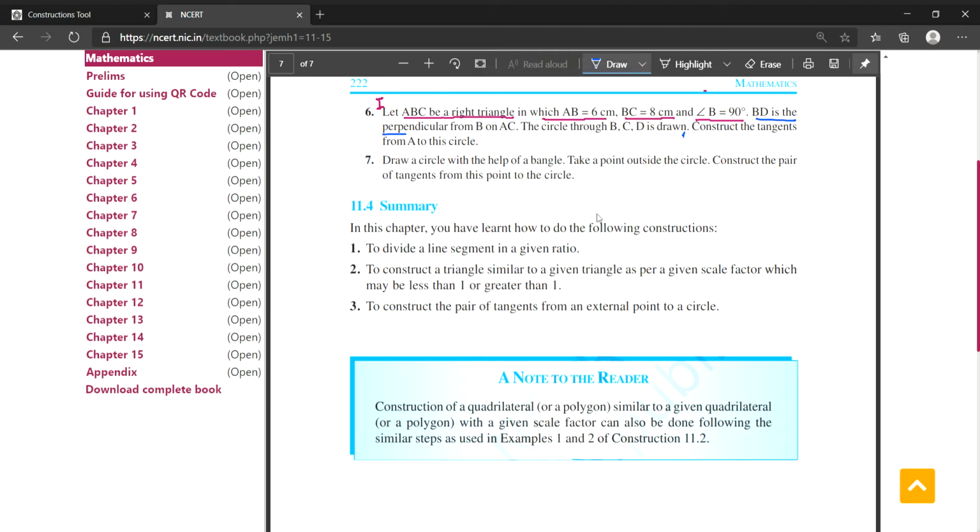BD is perpendicular from B on AC. This is the second part of the construction. Perpendicular from B on AC, that perpendicular is to be named as BD. Then third part, construct or draw a circle passing through points B, C, D. So there will be a circle which will pass through points B, C and D.